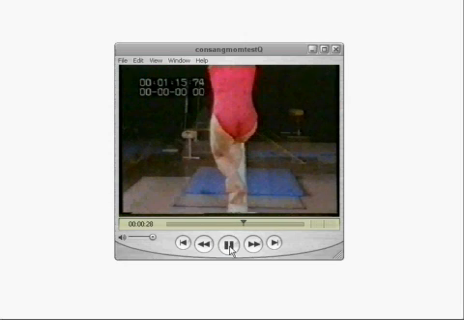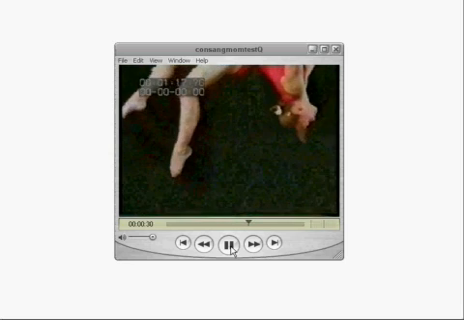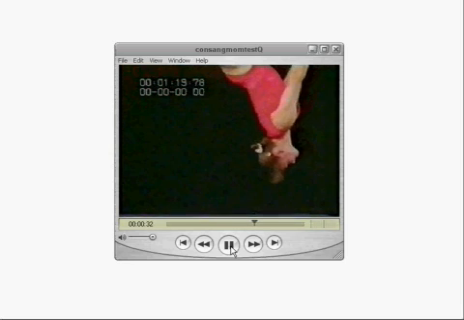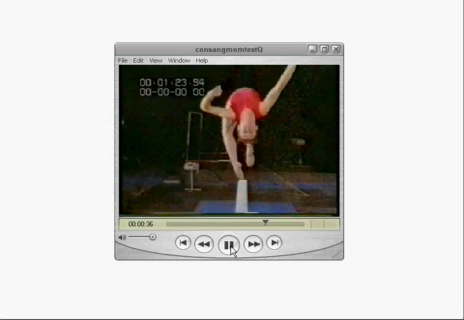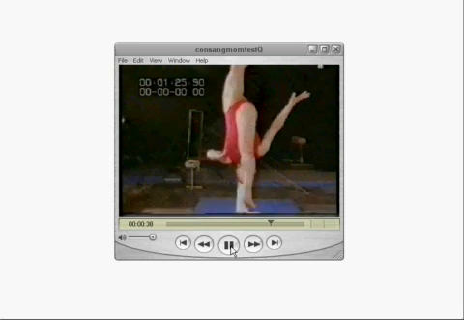So just watching this portion of the video again, here you can see her head is relatively still, which enables her to spot the beam and land successfully.